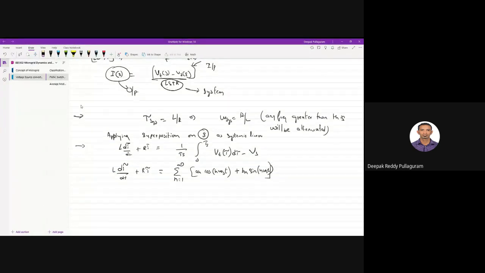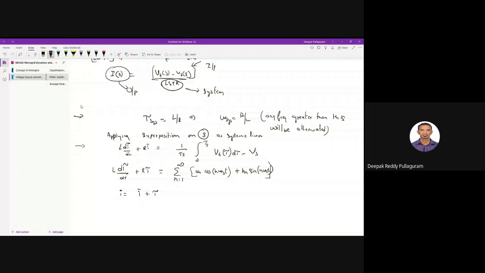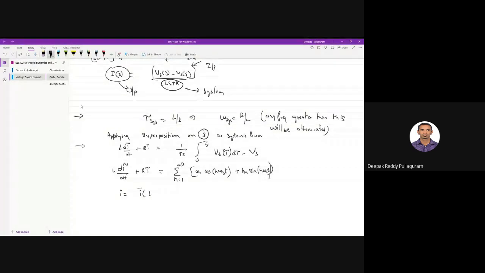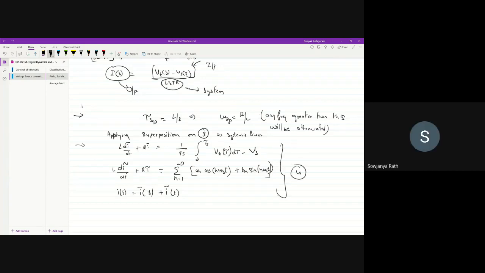So the net current is I dc plus I tilde. All these are time dependent again. I did not write it, but still they are time dependent because we are talking about time differentiation. Any doubts here? No, sir.